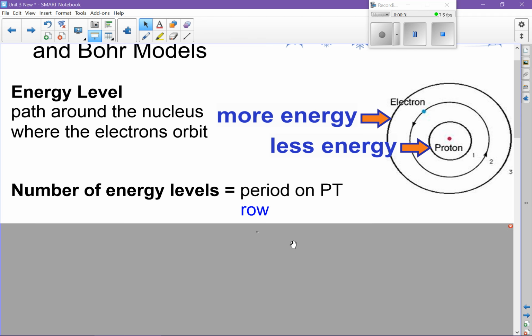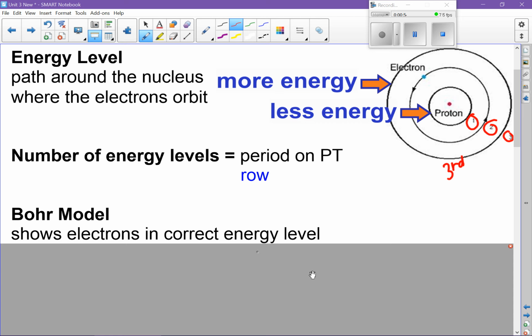That was his discovery. And so you need to know the number of energy levels that something has, and it's equal to the period on the periodic table. So remember that a period means a row. So this example that we have has 3 energy levels, which means it would be found in the third period, or the third row on the periodic table. If something was in period 7, then it would have 7 energy levels. It would have lots and lots more rings.